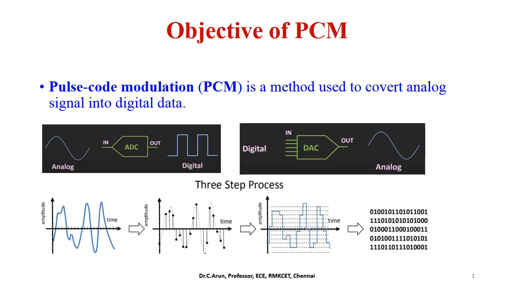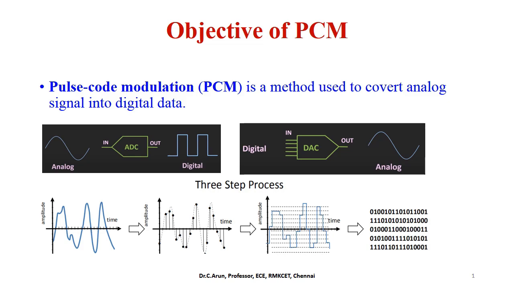Next, the objective of PCM. Pulse code modulation is a method used to convert an analog signal into a digital signal. Your input is an analog signal that will be applied to the pulse code modulator, or analog to digital converter. The output will be digital in nature. This process is done at the transmitter side. At the receiver side, the input is digital and the output is analog. Naturally all signals are analog; for our convenience we convert the analog signal into a digital signal.